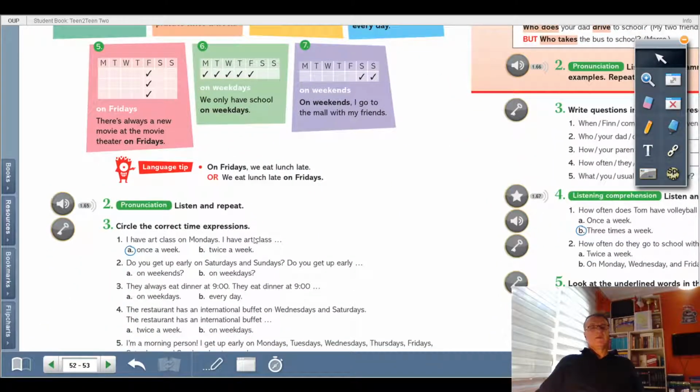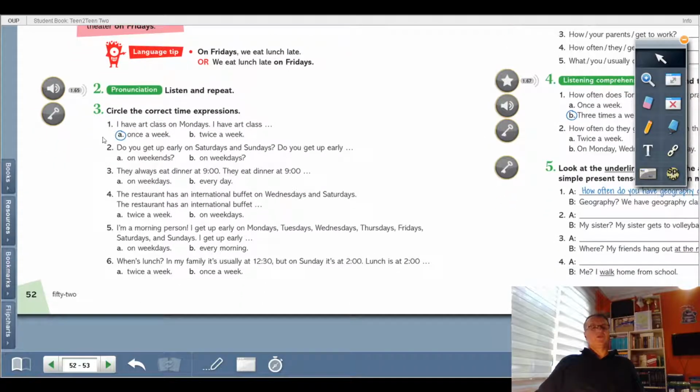Yes. Let's go down to the page. Okay, circle the correct time expressions. Now you are going to look at the sentence. I have art class on Mondays. I have art class once a week, twice a week. Which one? Once, because in the sentence we see on Mondays, just on Mondays. So we say once a week.